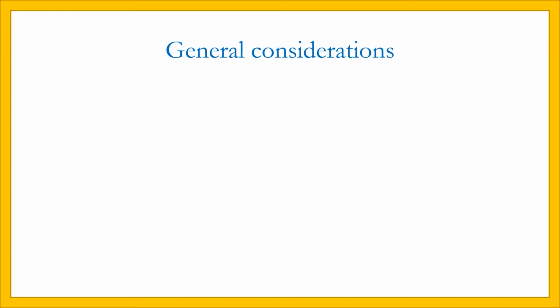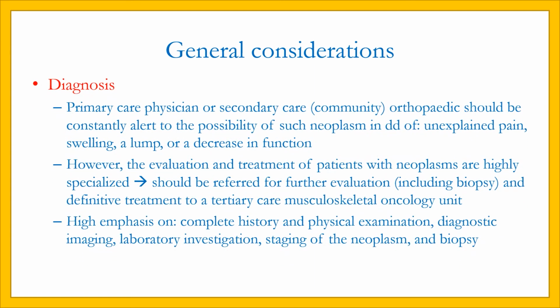General considerations. Diagnosis: the primary care physician or secondary care community orthopedist should be constantly alert to the possibility of such neoplasm in the differential diagnosis of unexplained pain, swelling, a lump, or a decrease in function. However, the evaluation and treatment of patients with neoplasms are highly specialized, and patients should be referred for further evaluation, including biopsy and definitive treatment, to a tertiary care musculoskeletal oncology unit. There is high emphasis on complete history and physical examination, diagnostic imaging, laboratory investigation, staging of the neoplasm, and biopsy.